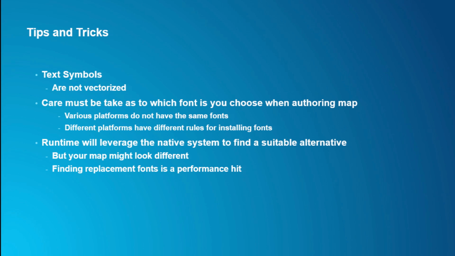So if I choose Arial on my map, and I want to have those in my mobile map package, and I want to have those labels show up as Arial on my iPhone or on my Android, that might be a problem because there is no Arial on those devices. I'm not sure about iPhone. I know Android doesn't have Arial. So my text symbols aren't going to look the same, because what runtime will do, if the font that you choose does not exist on the device, is use the system and fall back to another font.